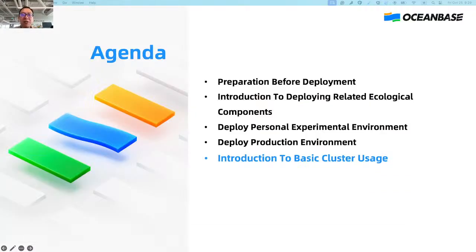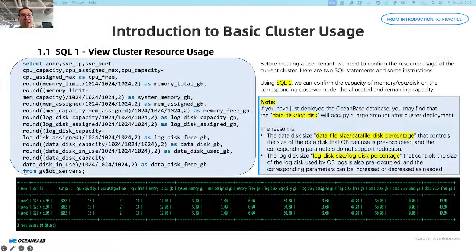The next chapter is an introduction to basic cluster usage. Next, let's take a look at the basic usage of the cluster. There are 2 queries involved. The first query is to check the usage of the cluster's resources. The following query is used to find the information in the screenshot below. It queries the OB server nodes and all zones.